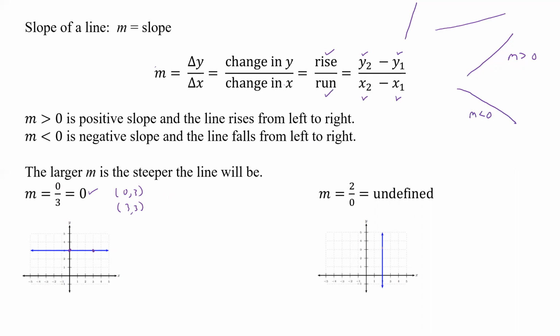Now, the other case is a vertical line. A vertical line is undefined. So we can't tell what the slope is. It's undefined because what happens is we divide by 0. Well, how did that happen? Let's choose 2 and 0. So we have our point 2, 2, and we have our point 0, 2. Oh, 2, 0, sorry. I wrote that one wrong.